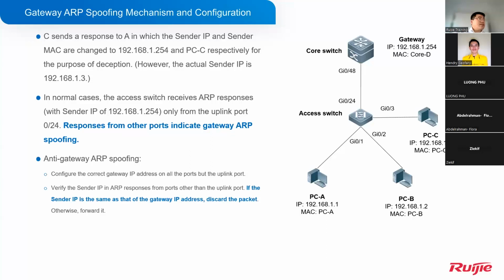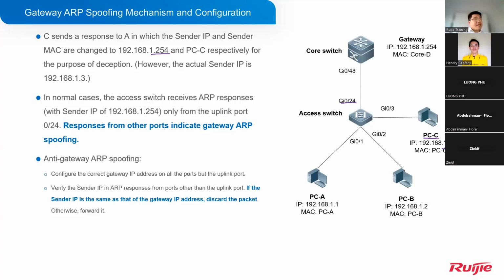And then let's see how gateway spoofing works. C sends a response to A in which the sender IP and the sender MAC are changed to 1.254 and PCC respectively for the purpose of deception. However, the actual sender IP is 1.3. So in this case, PCC acts as the gateway. In normal cases, the access switch receives the response only from the uplink port GE0/24. A response from other ports indicates gateway ARP spoofing.